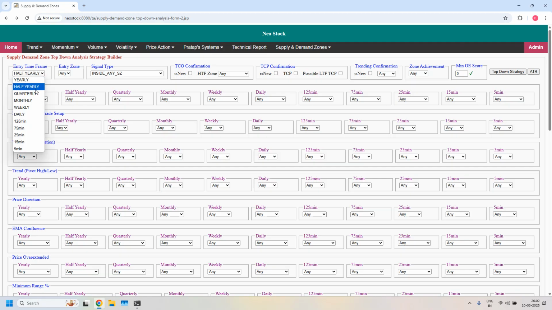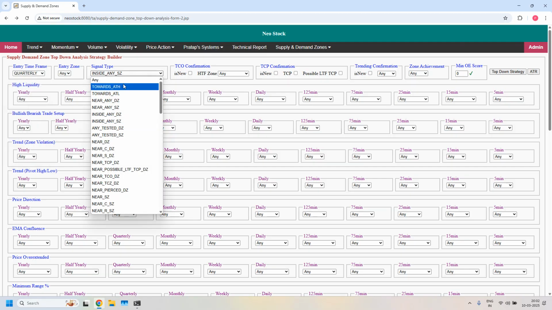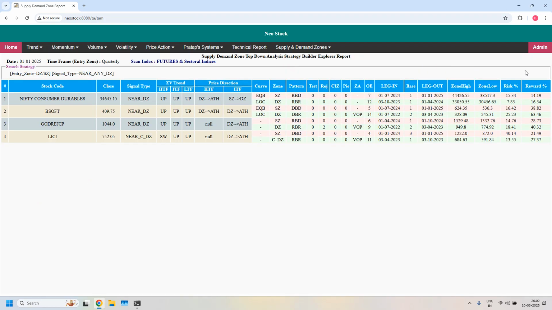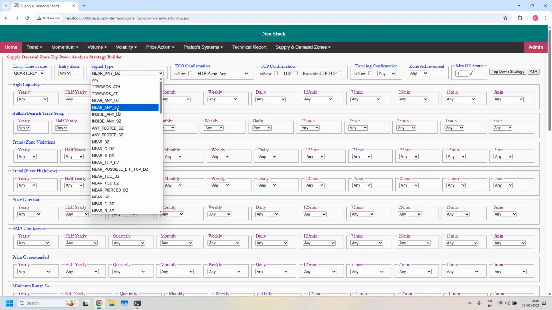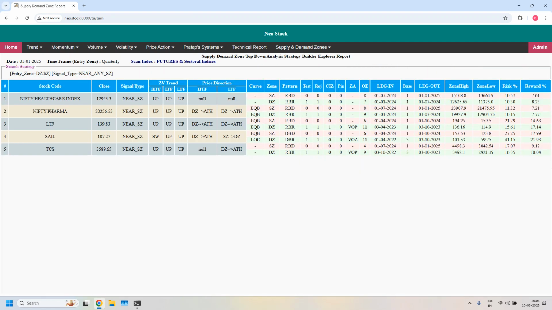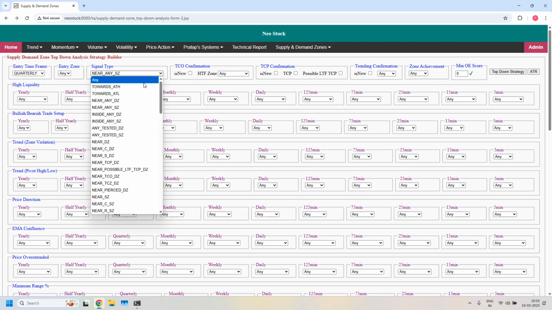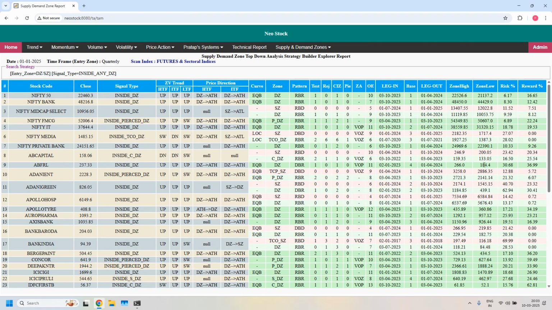Next time frame, quarterly. Stocks near quarterly demand zone, we got 4 stocks. Next, near quarterly supply zone, 5 stocks we got. Next, price closed inside the quarterly demand zone. First 23 stocks, scrolling the list down.